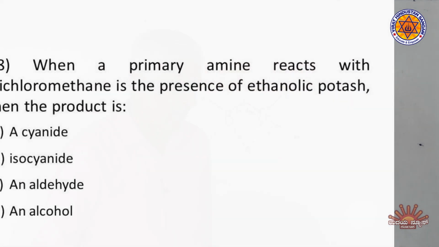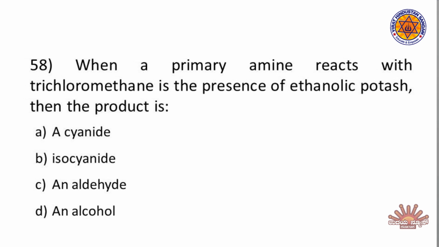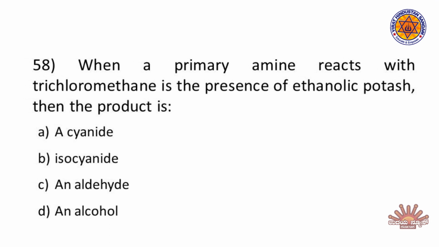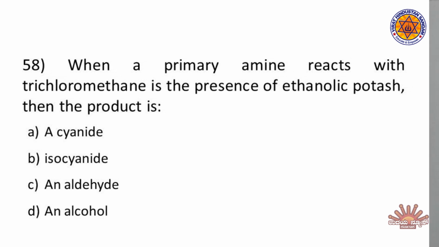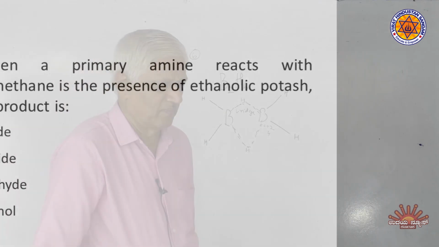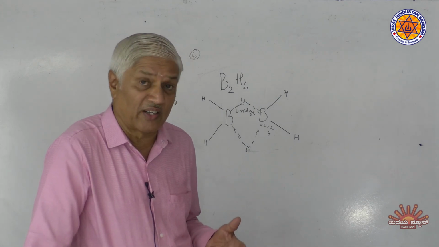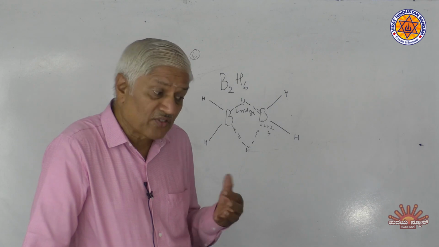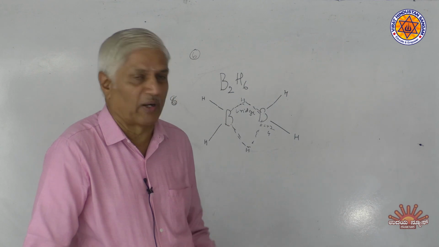Question number 58. When a primary amine reacts with trichloromethane in the presence of ethanolic potash, then the product is. Try to recollect, this is a name reaction in the chapter on amines. This particular reaction is used as a test for primary amine. Just recollect. Look, primary amines are tested by this reaction.